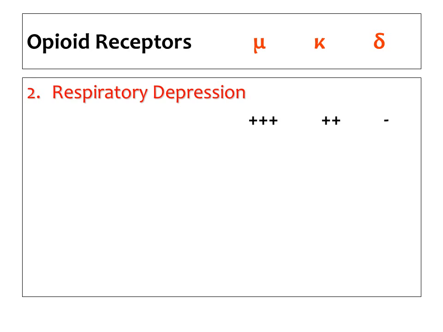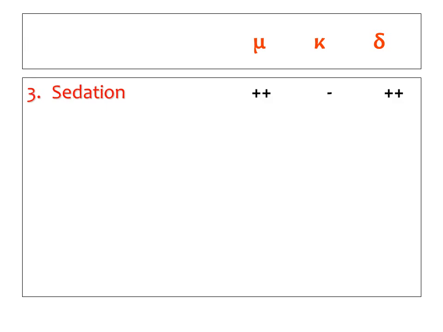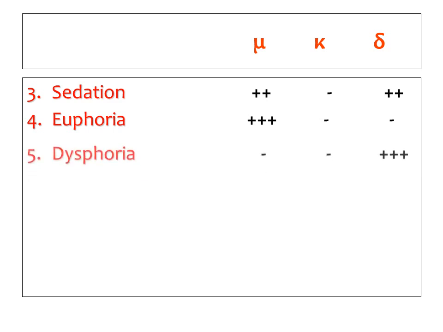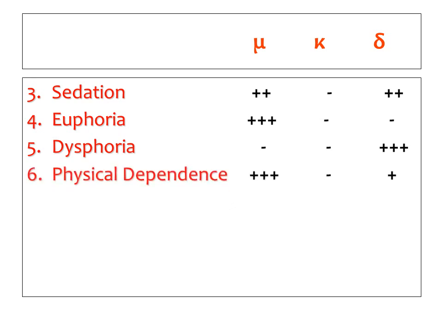Similarly, on respiratory depression, the mu receptor has a very marked effect. Sedation, mu and delta both cause sedative effects. Similarly, the more marked effect of euphoria is seen with mu receptors, and dysphoria is seen with delta receptors. This is a very important difference between mu and delta, that the delta receptor is causing dysphoria instead of euphoria. Then physical dependence: the more physical dependence is seen with opioids which have more affinity for mu receptors.